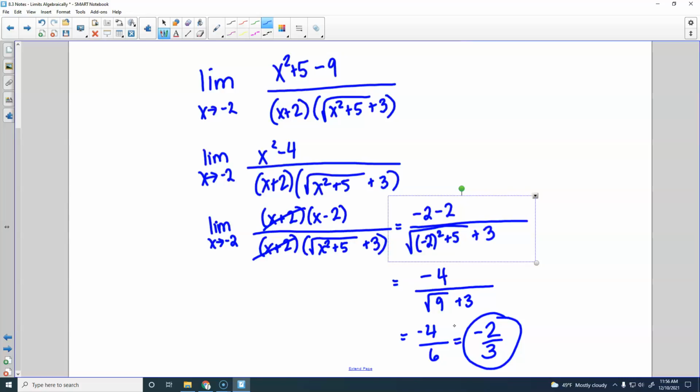Okay, questions? Okay, so that's sort of the most complicated version of a rationalization you'll see because you got even that factoring thrown in there.